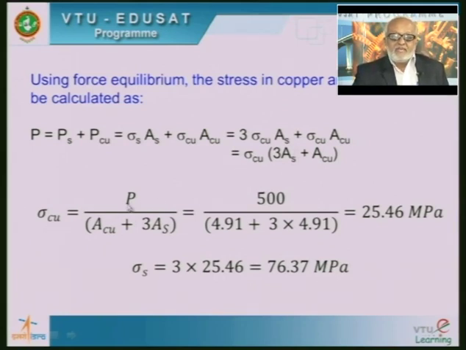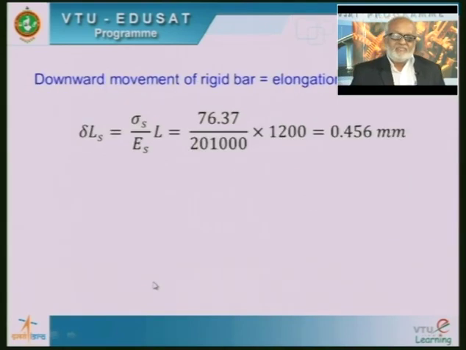So, stress in the copper wire would be equal to P divided by (A_Cu plus 3 times A_s). We will make all these numerical substitutions for the load, A_Cu, A_s. I will be getting the stress in the copper wire as 25.46 MPa. Using this relation that stress in steel wire is 3 times the stress in the copper wire, I will get the stress in the steel wire as 76.37 MPa. See, both the wires have undergone same elongation, but they are subjected to different stresses. Copper wire is subjected to less stress, and steel wire is subjected to more stress.